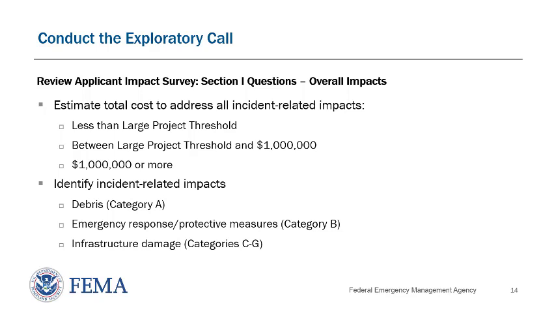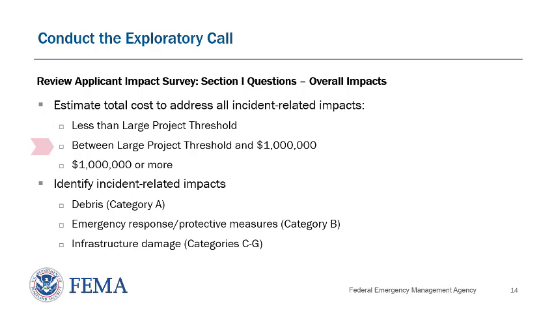The Applicant Impact Survey itself starts with 3 sections of survey questions. The first section asks the applicant about overall disaster impacts and starts by asking the estimated total cost to address all incident-related impacts. What FEMA generally infers from the applicant in this question is that if the total is less than the large project threshold, the applicant will only have small projects.